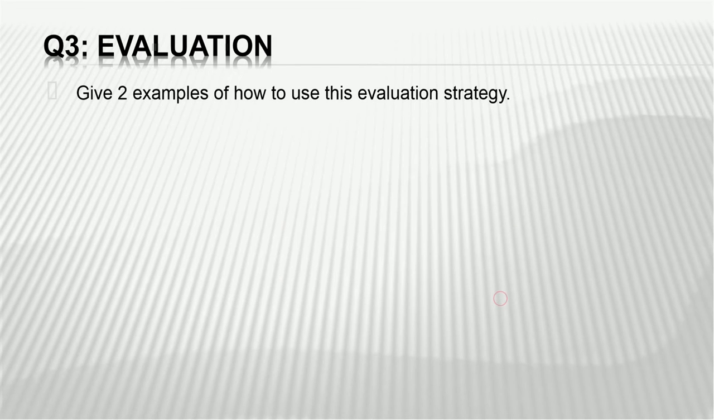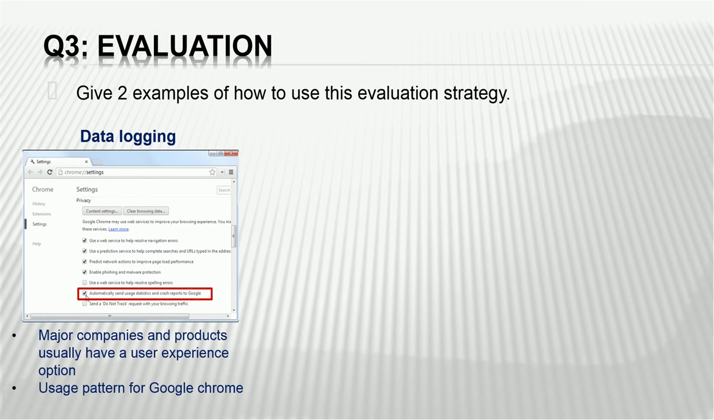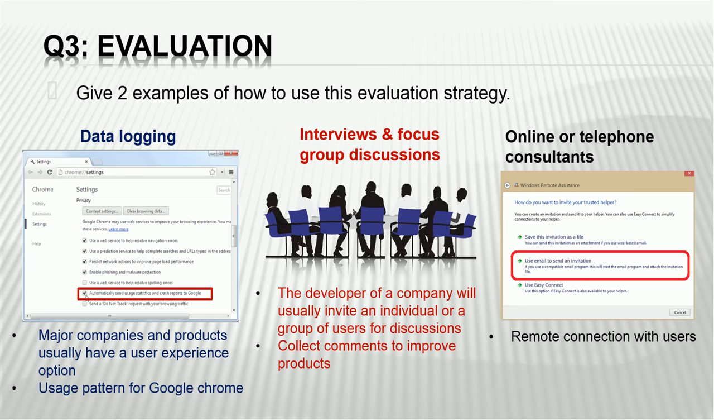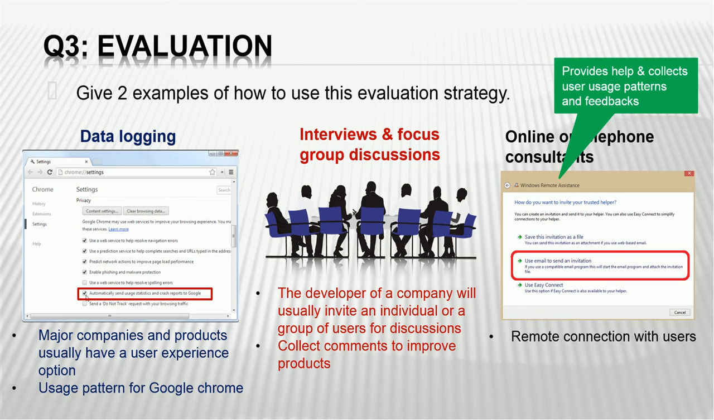In this slide, we show 3 examples of this evaluation strategy. The first example is data logging. Major companies and products usually have a user experience option for data logging, such as usage pattern logging in Google Chrome. The second example is interviews and focus group discussions. The developer will usually invite the users for discussion in order to collect comments to improve the products. The third example is online or telephone consultants such as Windows Remote Assistance, in which a remote connection is established with the users in order to provide help or collect user usage patterns and feedbacks.